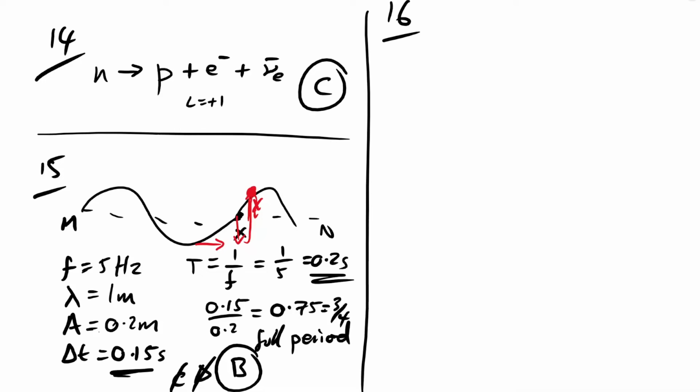16, what is true for an inelastic collision? Well, that's easy, isn't it? We know that it's only momentum that's conserved. Momentum is always conserved, but kinetic energy is not conserved, so therefore the answer is D.